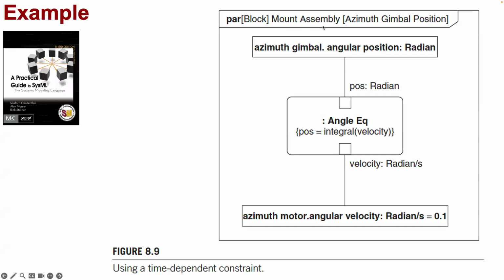Another thing that Freudenthal talks about is a surveillance system. So this is now talking about the mount assembly. And this includes a time-dependent constraint. So how fast can it move from one position to another? That would be a temporal type of constraint. How fast can it go from one vector to another vector in space?